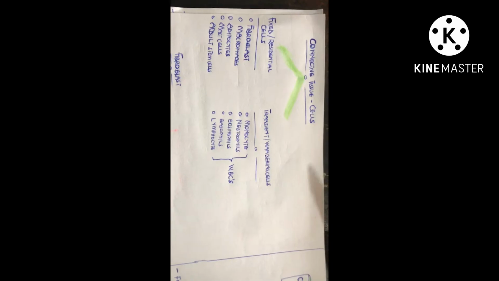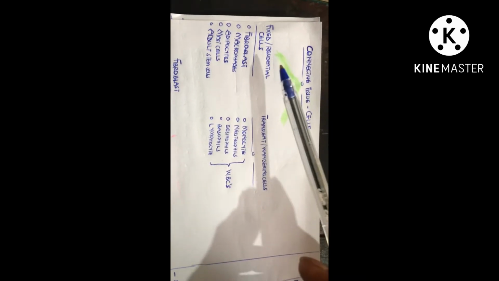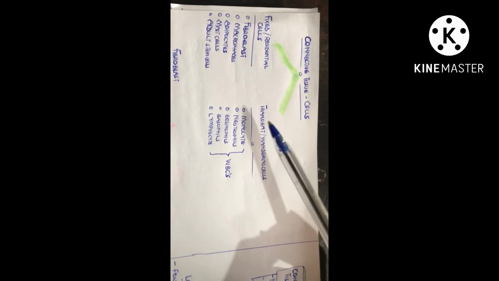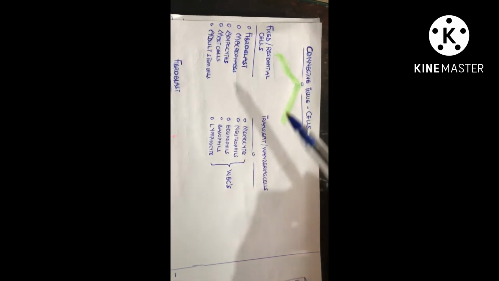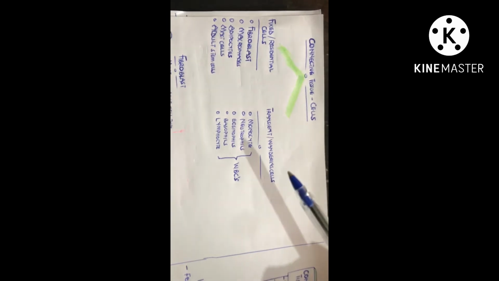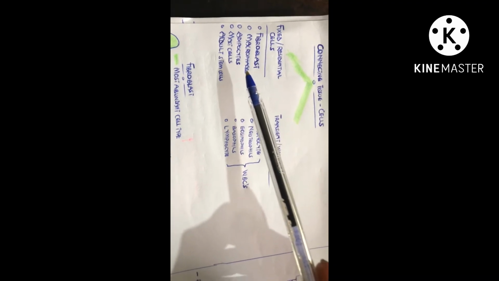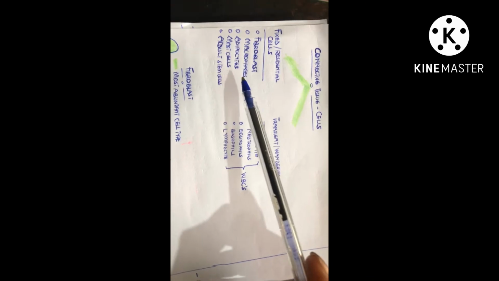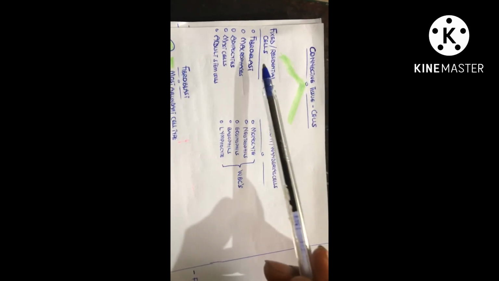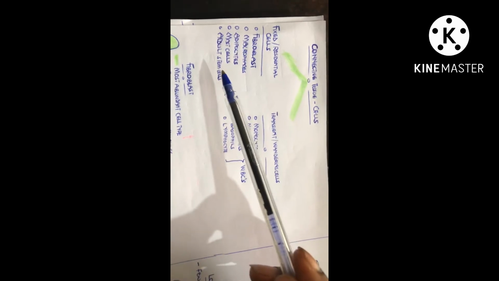Now let's look at the connective tissue cells. We have two main types: those that are fixed, also called residential cells, and those that are movable, called the transient or wandering cells. Examples of the fixed or residential cells are the fibroblasts, macrophages, adipocytes, mast cells, and adult stem cells.